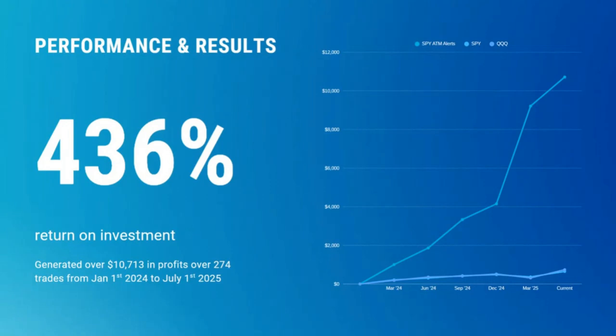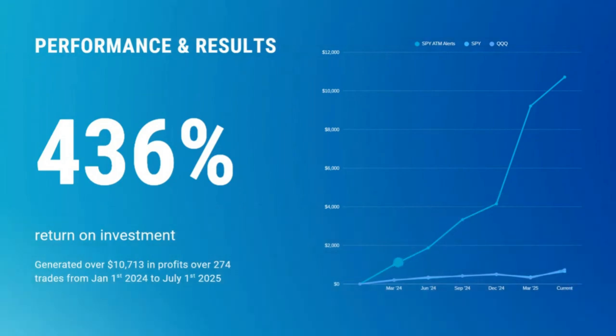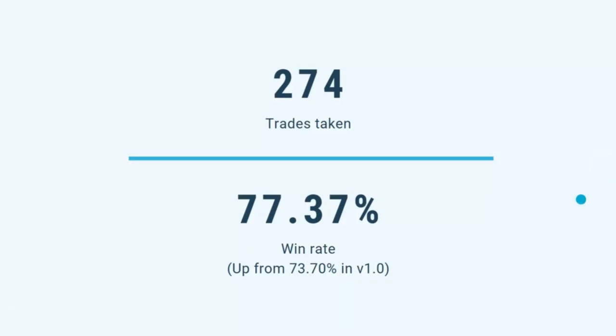So we want to make sure you don't scale too fast. We want to make sure you don't put 80% of your account into one trade, because this will quickly turn into this if you do something like that. But if you scale responsibly, like we have outlined in the alerts, this is what you can expect.